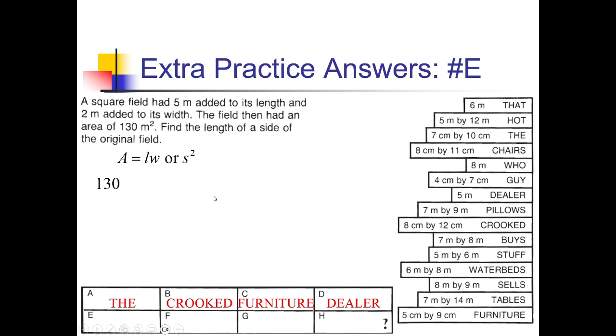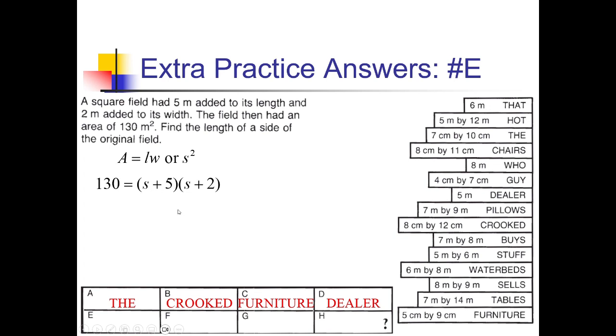And then they said that the length had 5 meters added to it. So instead of writing L, I'm going to write S plus 5 because that was the original side with 5 added. And then they said the width had 2 meters added, so I'm going to write S plus 2 instead of W. Now that I've got everything in terms of S, when I solve this whole thing, I'm going to end up getting the side of the original square. So that's kind of nice how I've got this set up.